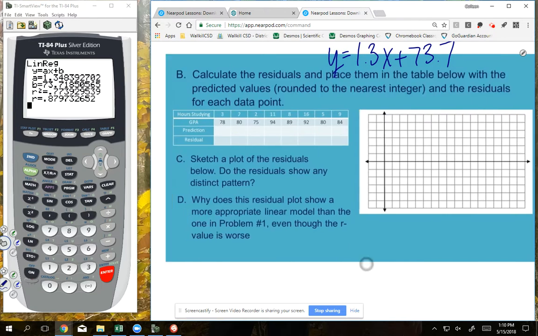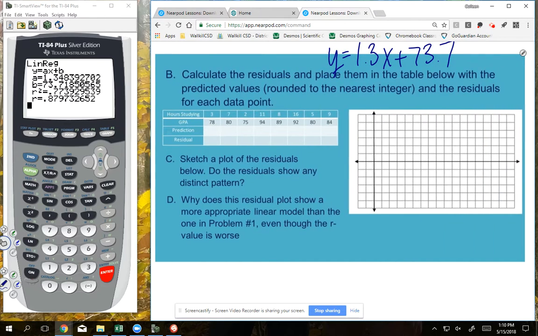Okay, so we have the table set up again. We need to fill in the predicted. How do I do that? Who remembers from before? How do I get the predicted numbers? Go ahead, Ashley. Good. Get the hours studying into the X, and then find what the model would predict for the GPA.